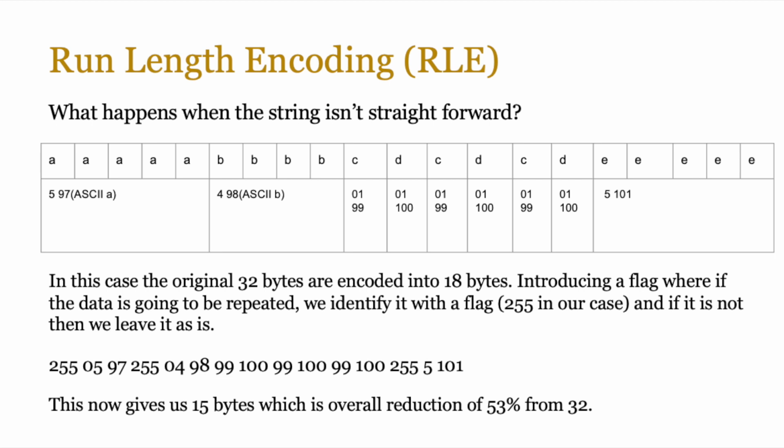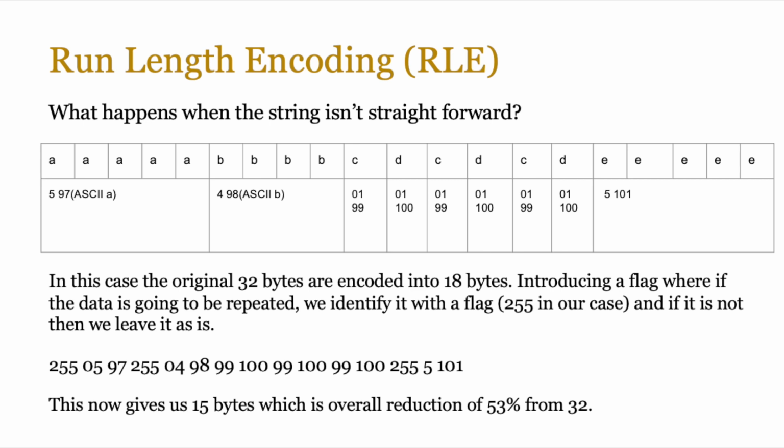What happens when the string isn't straightforward? If you look at the data on screen, it's a bit trickier. In this case, the original 32 bytes are encoded into 18 bytes. However, we can compress this further by introducing a flag where if the data is going to be repeated, we identify it with a flag, 255 in our case. And if it's not, then we just leave it as is.